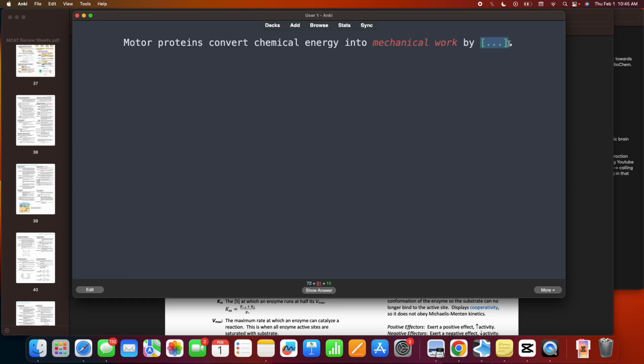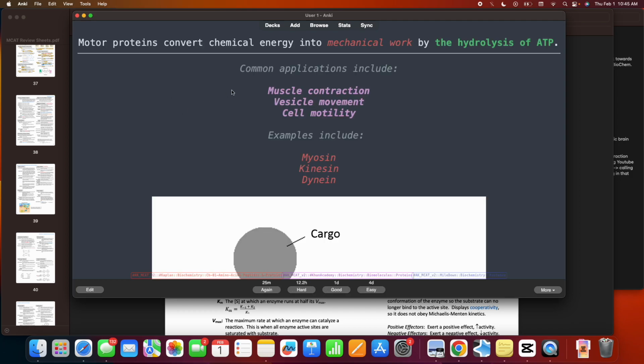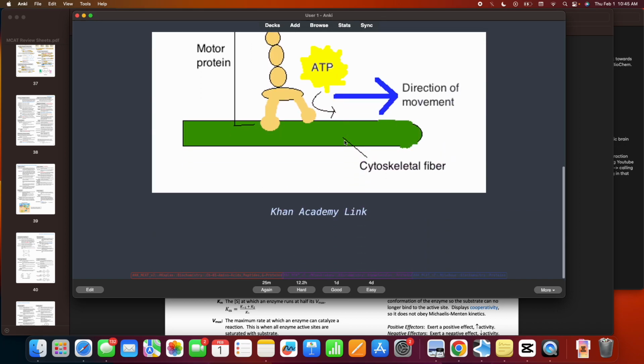By ATP hydrolysis, these motor proteins are dynein, kinesin, myosin. Muscle contraction, vesicle movement, cell motility.